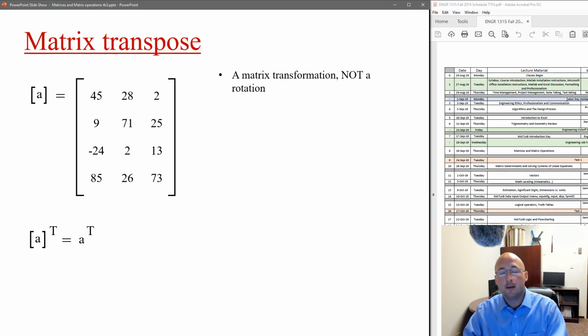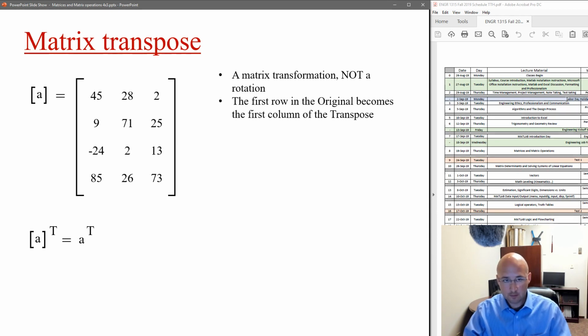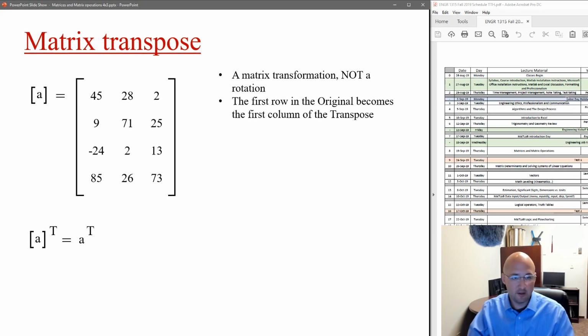So common notation is just with the brackets. Look, a matrix transpose is a transformation of a matrix. It's not a rotation, and you're going to see what that means in a minute. It's not like we're taking a matrix and just spinning it. If we were spinning it, it wouldn't end up with the transpose. It would end up with something else. But generally speaking, this is the way it works.